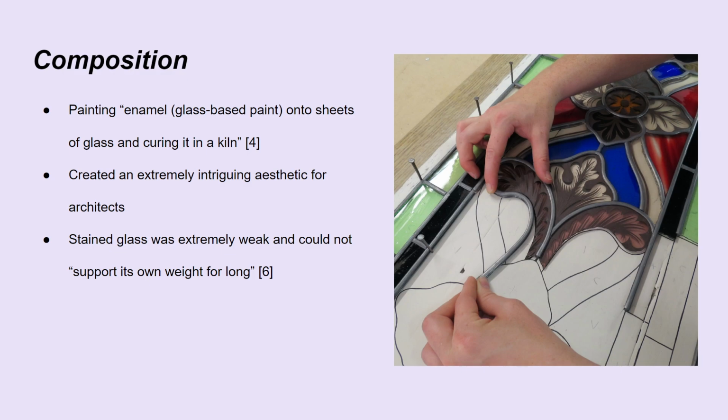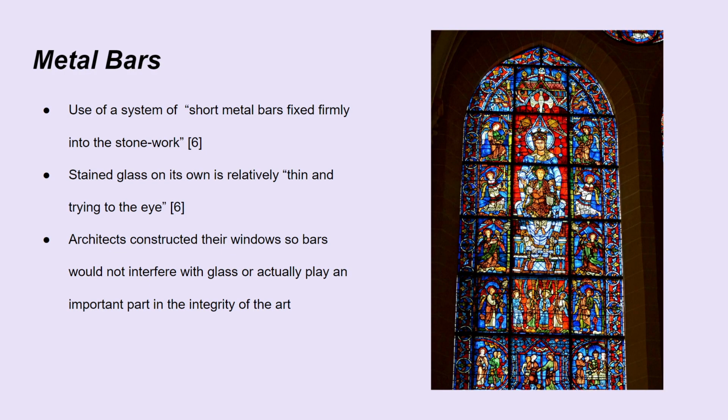Now, on its own, stained glass was really weak and couldn't support its own weight for a long time because of its composition. So, as a workaround, architects began using metal bars made out of iron and lead to support the glass. On top of that, it actually worked twofold. A lot of the times, stained glass was on its own really thin and demanding on the eye, so architects constructed their windows so that the bars wouldn't really interfere with the glass or would actually play an integral part in the art.